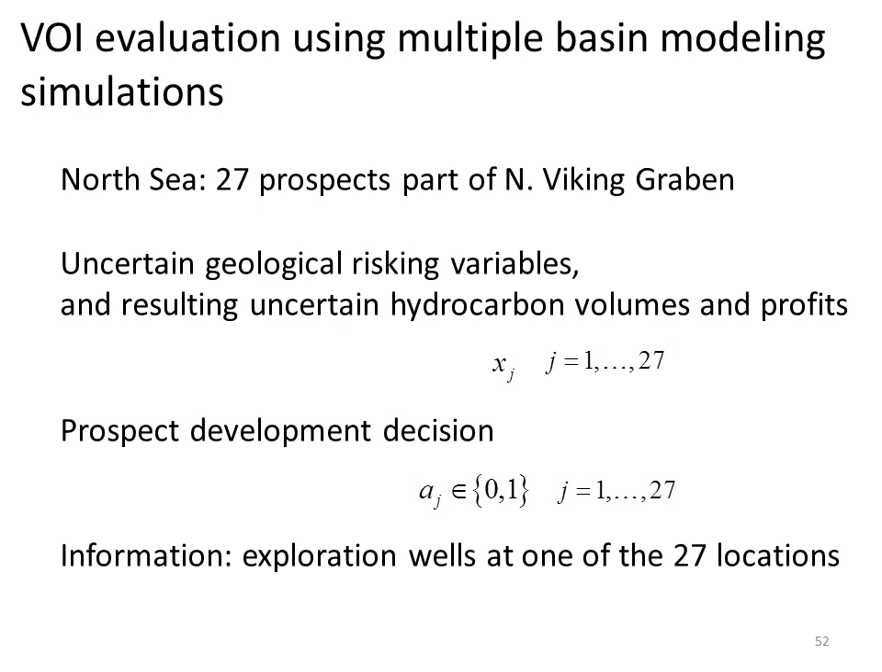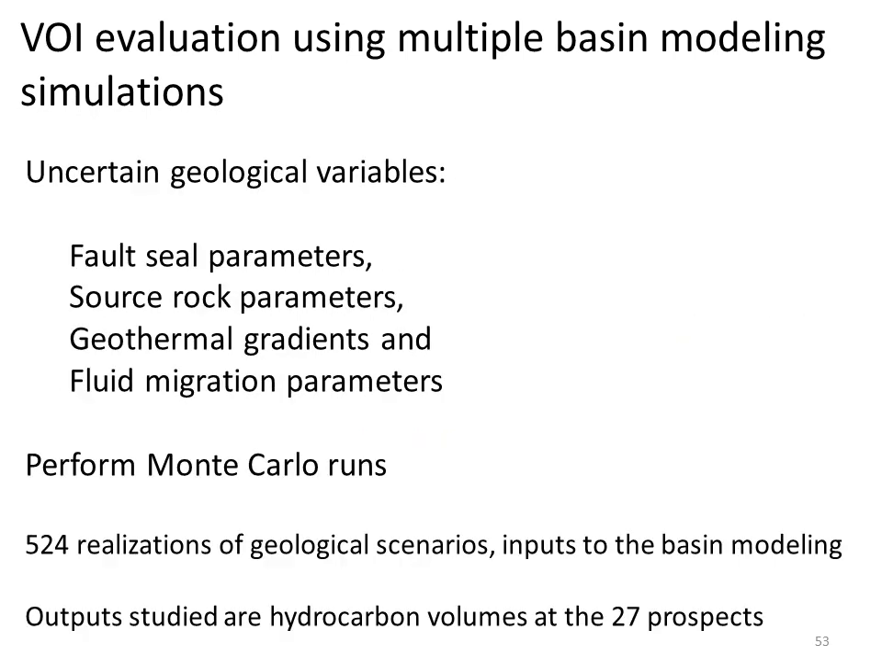So we have 27 prospects, and we have the alternatives at each of those 27 locations. The uncertain geologic variables here are fault seal parameters, source rock parameters, geothermal gradients, and fluid migration parameters. So in this case, we perform the Monte Carlo runs. We have 500 realizations of the geological scenarios. These are input into the numerical modeling. And then the outputs are the hydrocarbon volumes at the 27 different prospects.